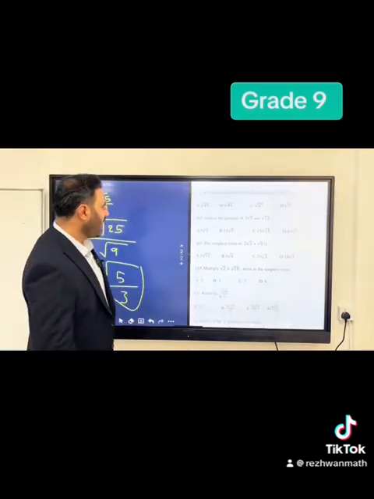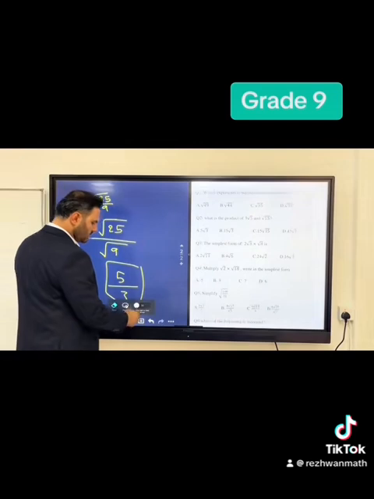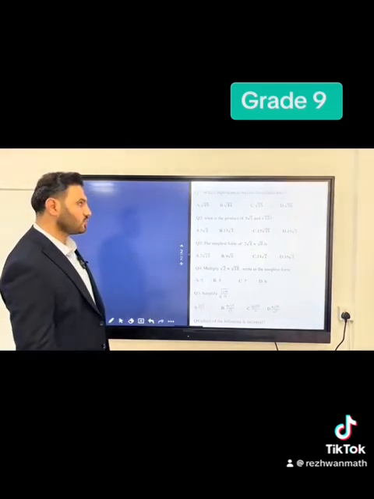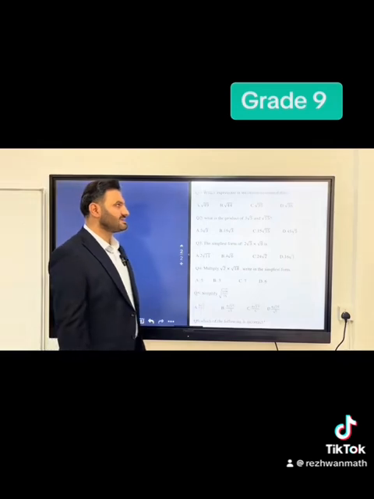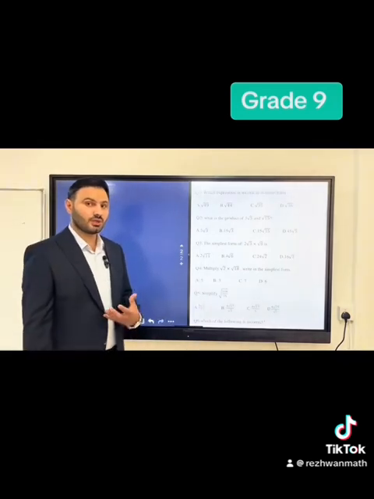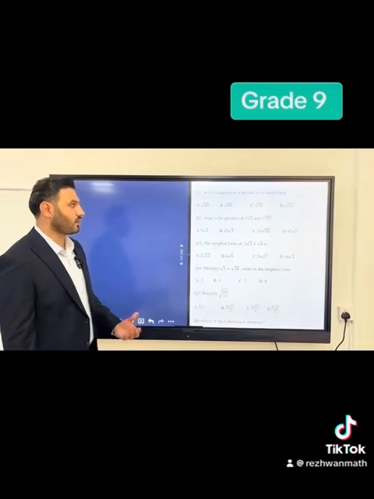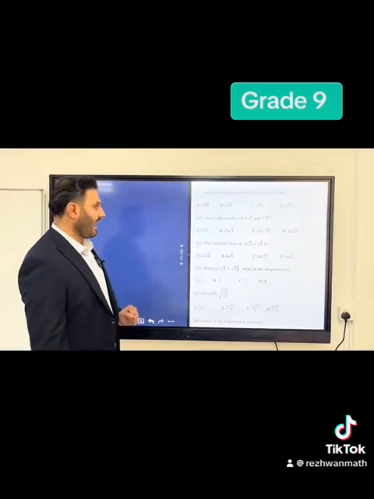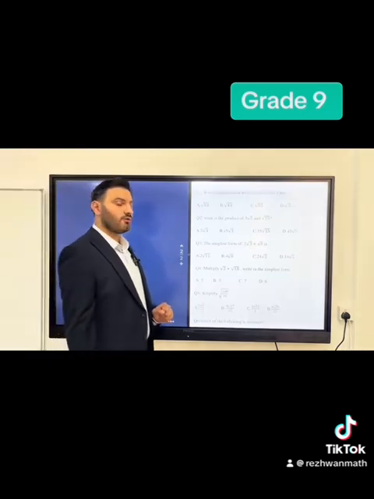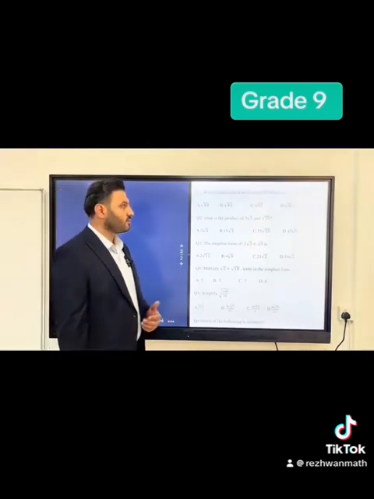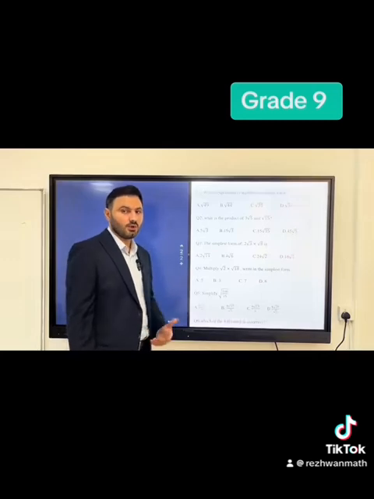Now I'm going to solve some practice questions. Now we start with question 1. Question 1 is, which expression is written in simplest form? A, square root 49, B, square root 44, C, square root 35, D, square root 36.